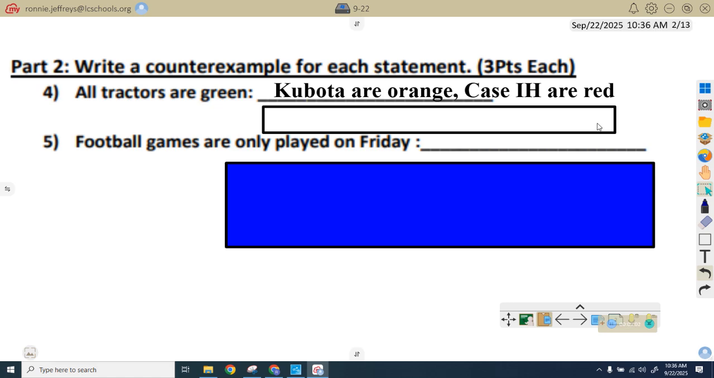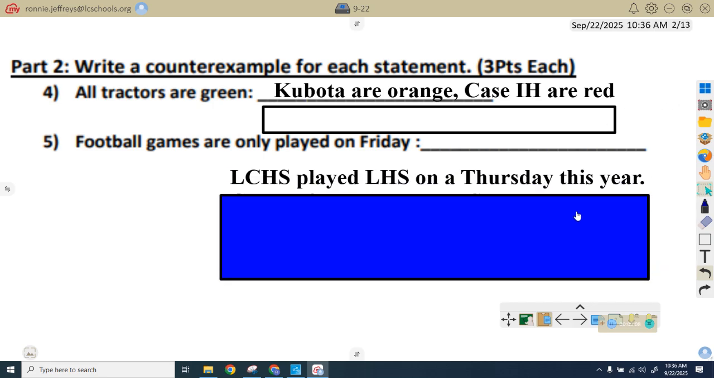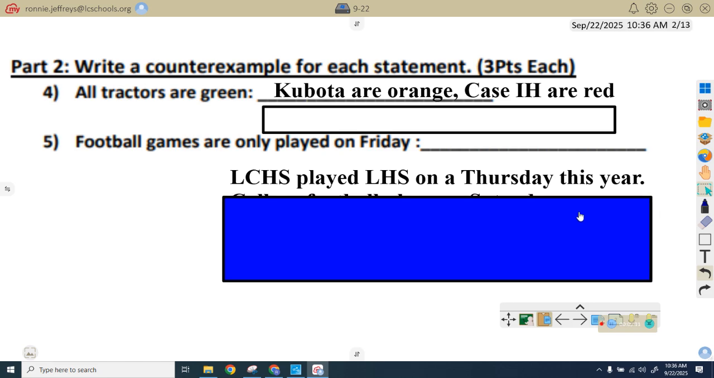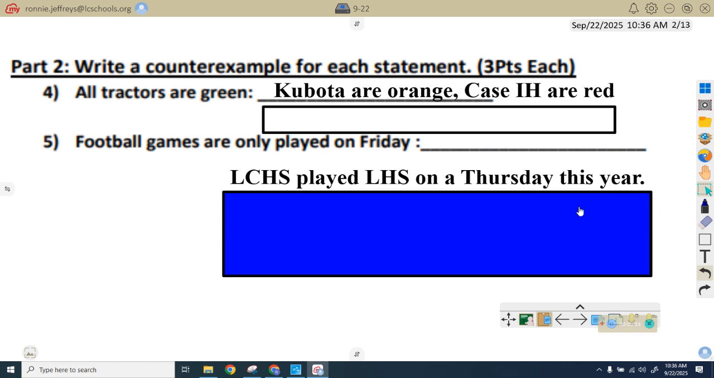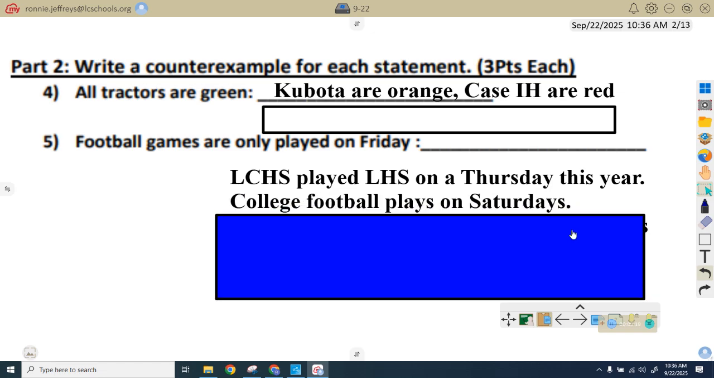Number 5, football games are only played on Friday. Here's some of the examples we had previously. Lauderdale County played Lexington on a Thursday this year. That's exactly the thing I was thinking when I typed this out. Somebody said that college plays this Thursday too. Okay, thanks. Big information needed to be in this recording that they played this Thursday too.